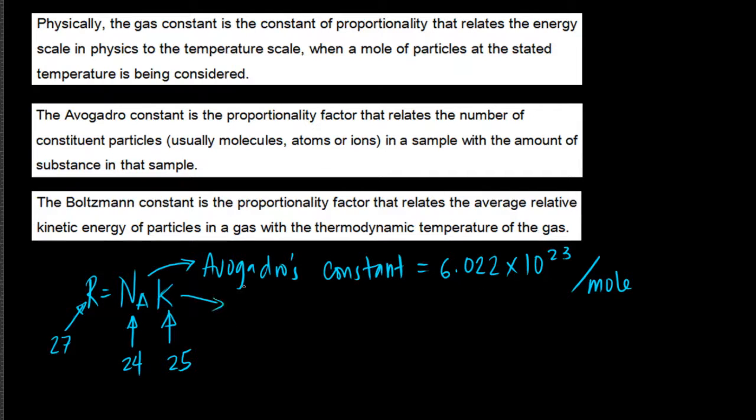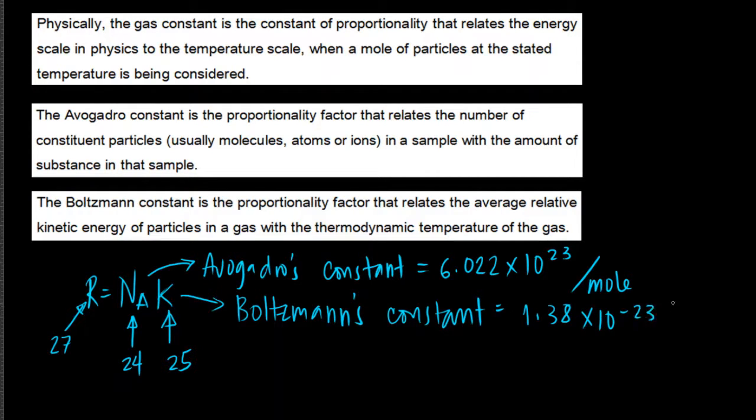Also, K is actually your Boltzmann's constant. Boltzmann's constant is 1.38 times 10 to the negative 23 joules per Kelvin. As you can see, guys, Boltzmann's constant relates the average kinetic energy, that's why it's joules, of particles in a gas with the thermodynamic temperature of that gas. That's why it's Kelvin. So, that's it, guys, for our R.